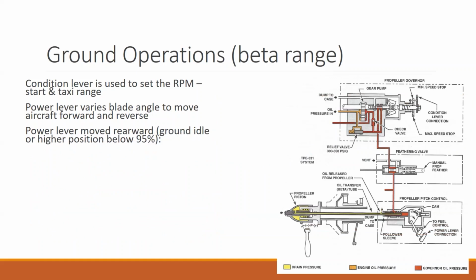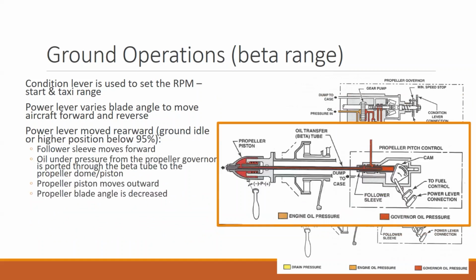If we continue to go rearward, we're going to start to go into a reversing position. Sorry, did I move my power lever rearward? Yeah, now we move it rearward. Now we want to slow down. We're not going to reverse yet, but we're bringing our power lever back and we want to reduce the amount of thrust the engine's putting out. So in this case, what happens is as we move that rearward, it's going to push this follower sleeve forward.